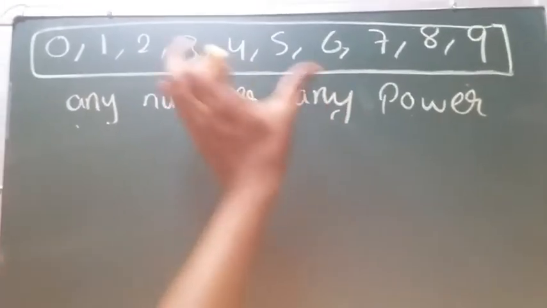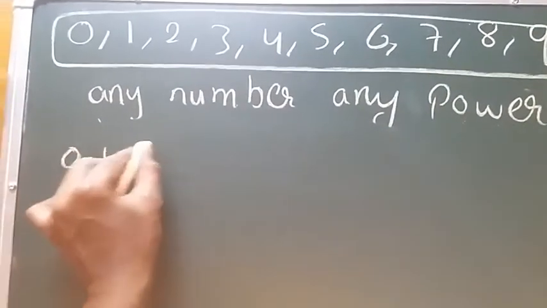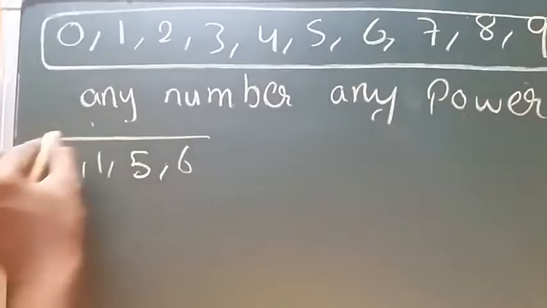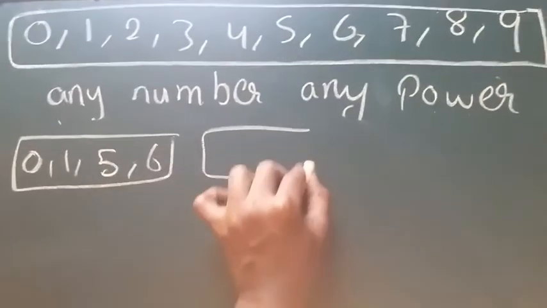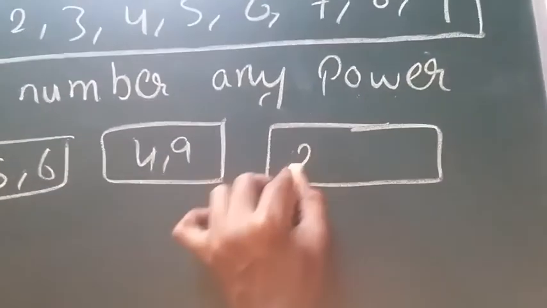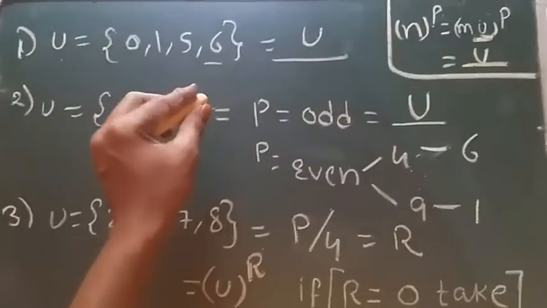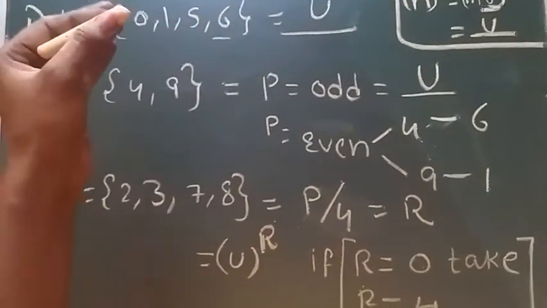Now I will divide all digits into 3 sets. 0, 1, 5, 6 is one set, the other set is 4 and 9, and one more set is 2, 3, 7, 8. Now I will explain each set clearly.